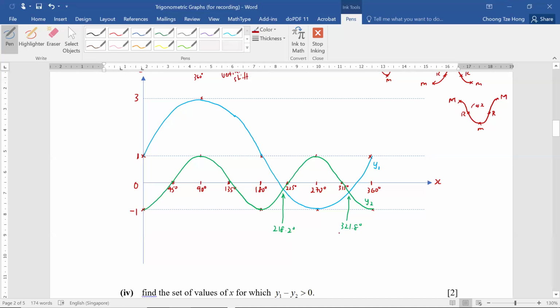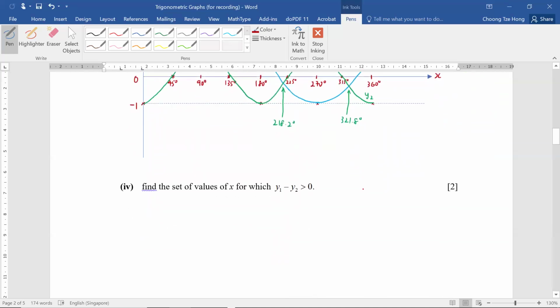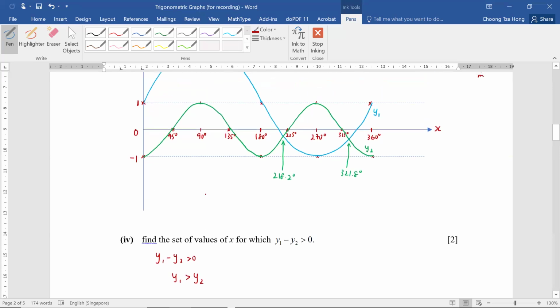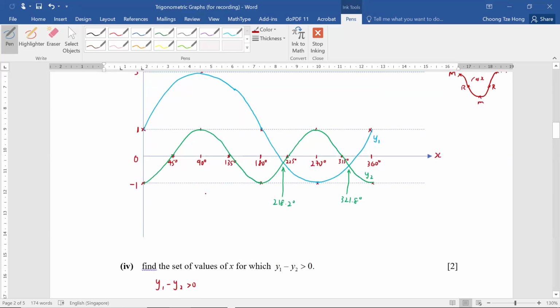Find the set of values of x for which y1 minus y2 is greater than 0. So y1 minus y2 is greater than 0. If you think about this, if I shift the y2 to the right side, is y1 greater than y2? Basically this just means that they want you to write down the range of x for those regions whereby y1, which is the blue curve, is on top, is greater. In this case, greater means on top, right? Higher y value than the green curve.